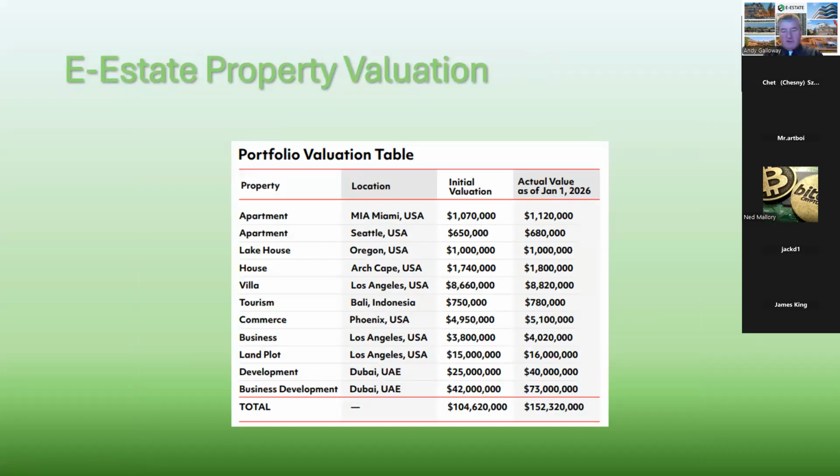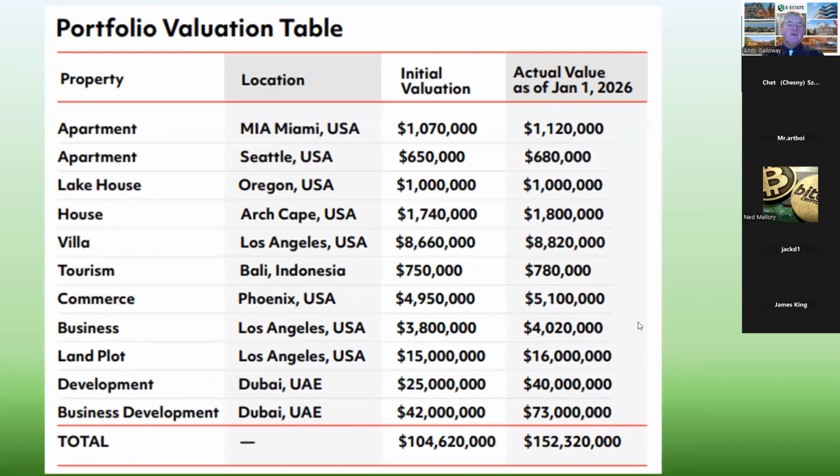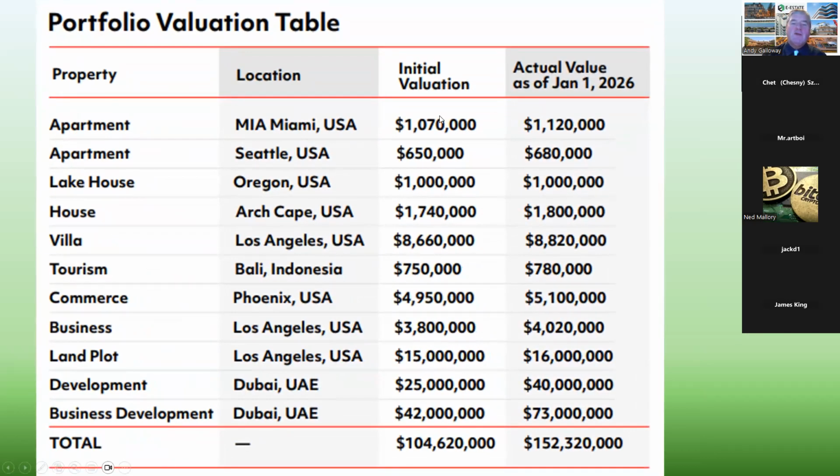So this was lifted directly from the 2025 financial report. And what it shows here is that on the 1st of January, you can get involved in a property like this one that was valued at 25 million. You can buy tokens as if this property is worth 25 million, and it's not. It's actually worth 40 million.